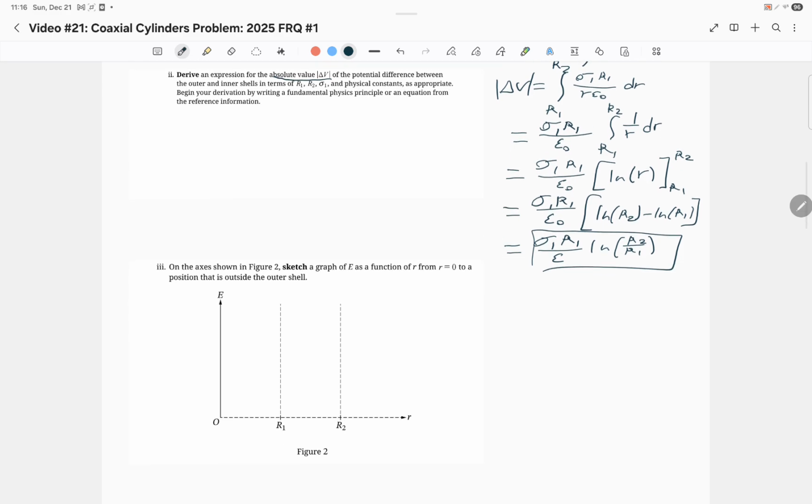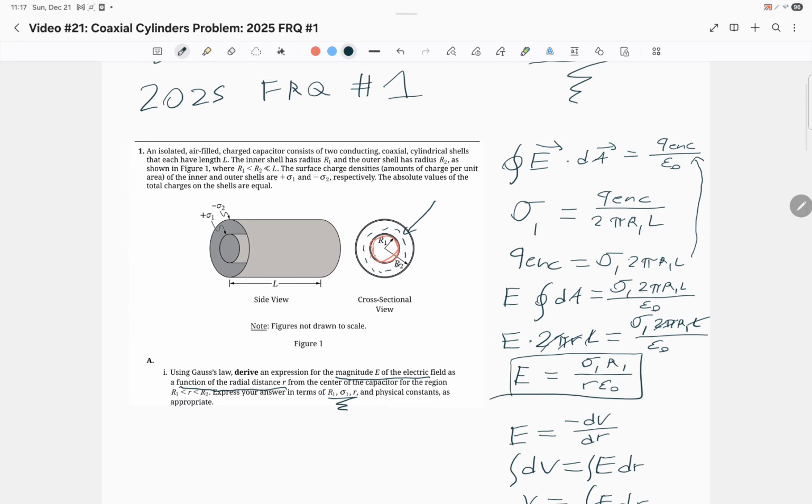All right, this is an interesting one. On the axis shown in figure 2, sketch a graph of E as a function of r from r equals 0 to a position outside the outer shell. This one requires quite a bit of thought. Before we hit R1, this radius here, I'm going to represent it with the red dot. It's this radius right here.